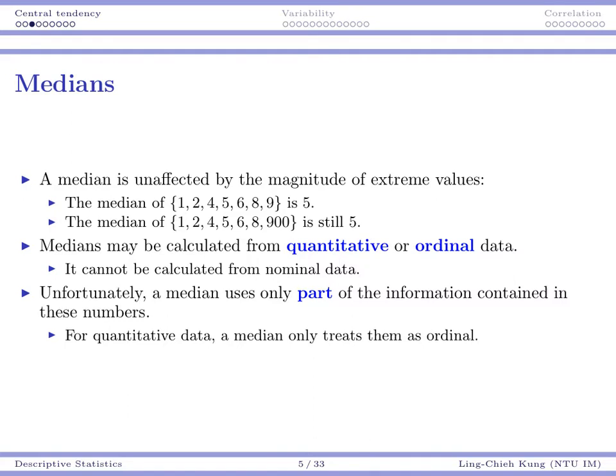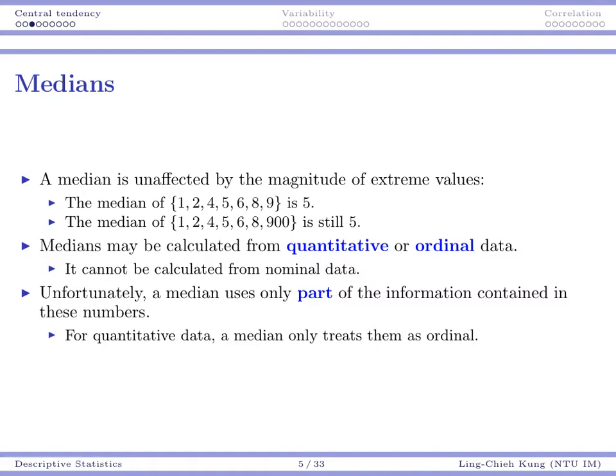The bad thing about the median is that it uses only part of the information contained in these numbers. After all, when we are given all these numbers, we don't really care about their values. We only care about their ranks. That means some information is missing, like the value of the extremely large value.